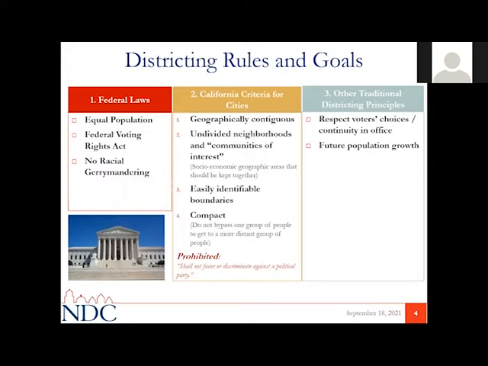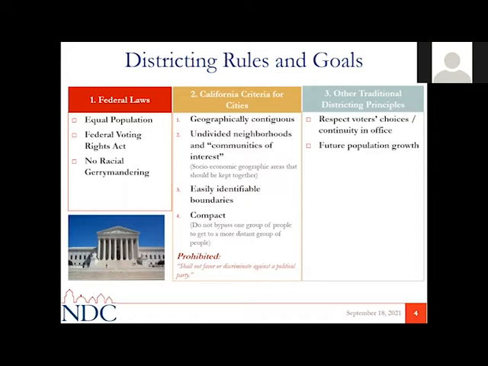Second is to follow the Federal Voting Rights Act by not diluting the voting strength of any racial or ethnic minority group. But on the flip side, not practicing what is called racial gerrymandering, where you make race or ethnicity the only or main consideration when drawing these districts. In a little bit, I'll show the demographics of the city to show where there might be concentrations of certain racial or ethnic minorities. So that's the federal criteria.